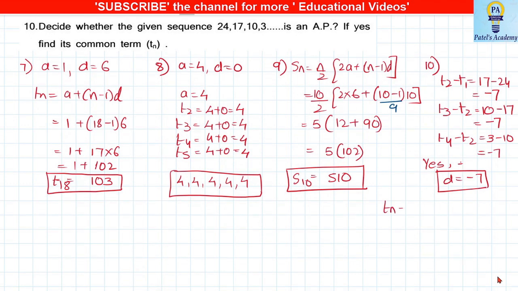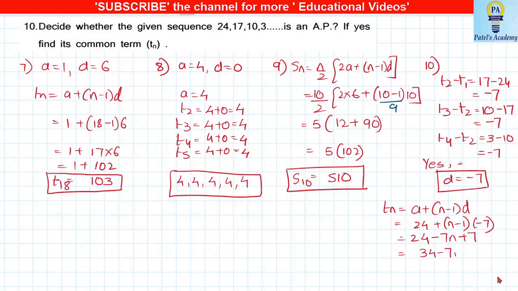So common term means what? Tn. Okay, so we know the formula, Tn equals a plus (n minus 1)d. Now when they say common term, what you have to do is substitute the value of a, that is 24, plus (n minus 1) times minus 7; the value of n we are not substituting. That is called the common term. This is 24 minus 7n plus 7. So 24 plus 7, that is 31 minus 7n. This is called the common term.